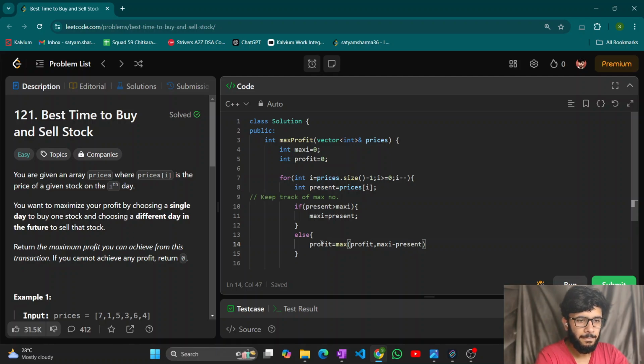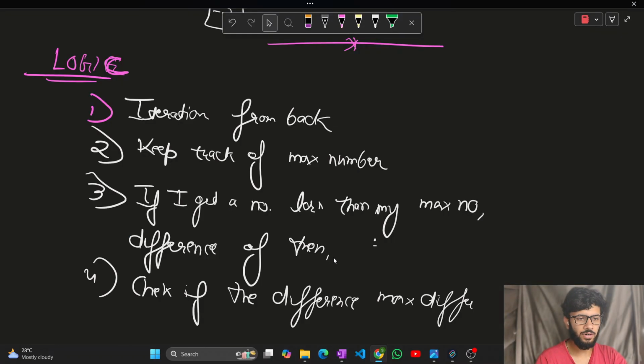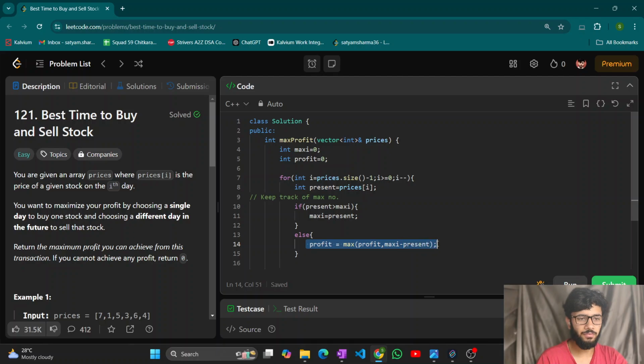Yeah, minus present. So in the else condition, what I have written is whatever is maximum: the profit which we have booked earlier, or the profit which we are booking right now, the maximum minus the present. Whatever is the maximum, take profit as that and check if the difference is maximum. This is the condition for that. The fourth step which I have written is to check if the difference is the maximum difference or not. So this is the maximum difference condition.